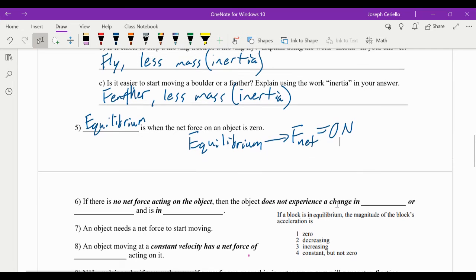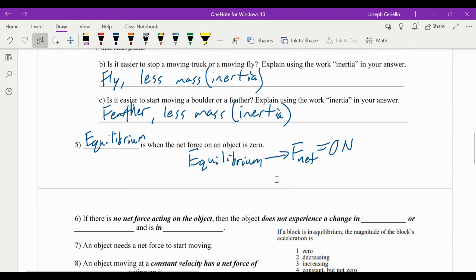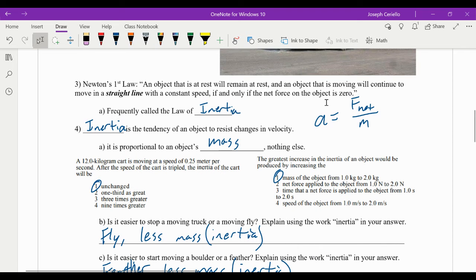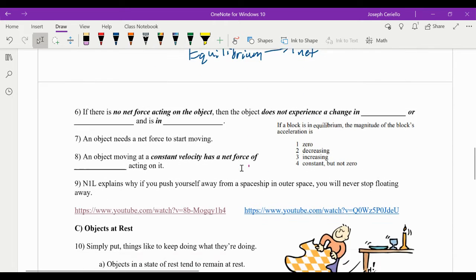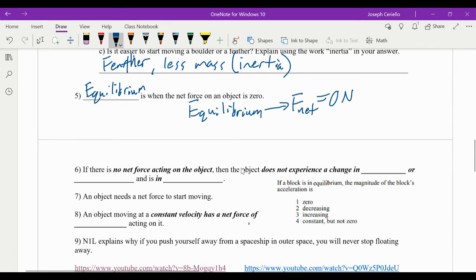If there is no net force acting on an object, well, let's read what it says up here. If there's no net force on an object, if it's 0, it moves at a constant speed in a straight line. So if there's no net force acting on an object, the object does not experience a change in speed or direction and is in equilibrium. So once an object is moving at a constant velocity, it's in equilibrium. Yeah, you need a net force to start moving the object. But once it's going, and as long as it's got constant velocity, it's in equilibrium.